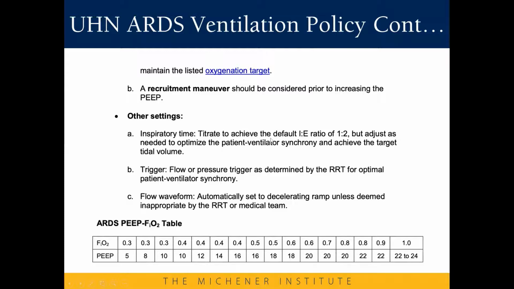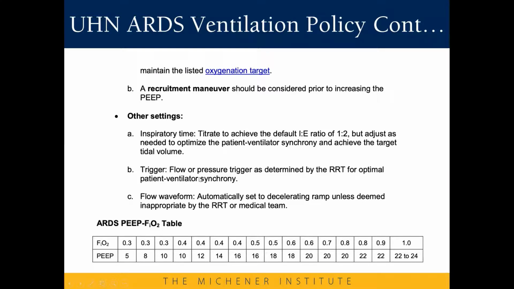They're trying to titrate to have an I:E of about 1 to 2, but ideally we're looking at getting adequate inspiratory time and adequate expiratory time. So this is not a hard, fast number, but if you can optimize it, it's nice to try and target a 1 to 2 ratio to ensure adequate time for inspiration, which is the 1, and adequate time for exhalation, which is the 2 parts here.